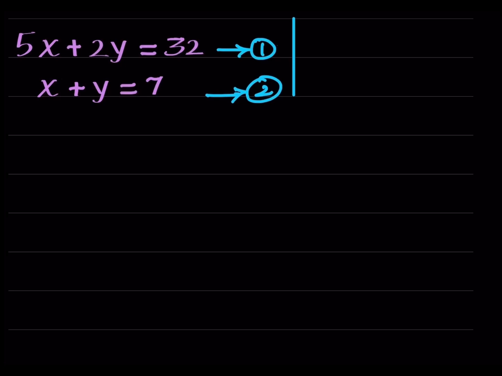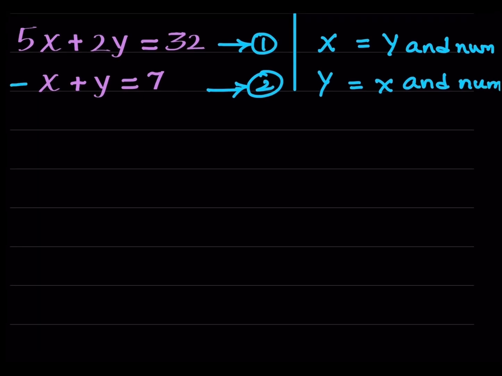Now we can take any one equation, either equation 1 or equation 2, and we are going to change the equation in terms of x or y, which means we have to keep x on one side and bring y and numbers on the other side, or we can keep y on one side and bring x and numbers on the other side.